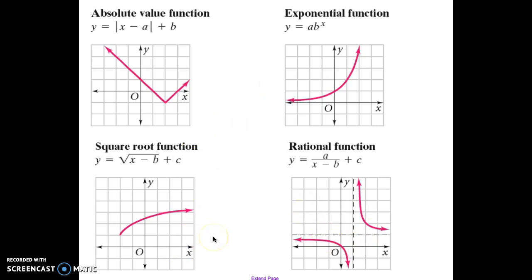So we're going to be looking at a lot of examples of graphs and equations. I want you to think about what type of family they fit into and then what their graph is going to look like.